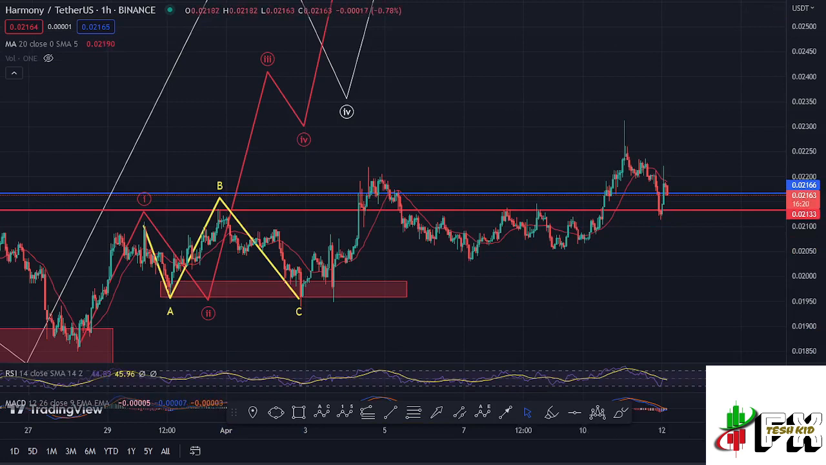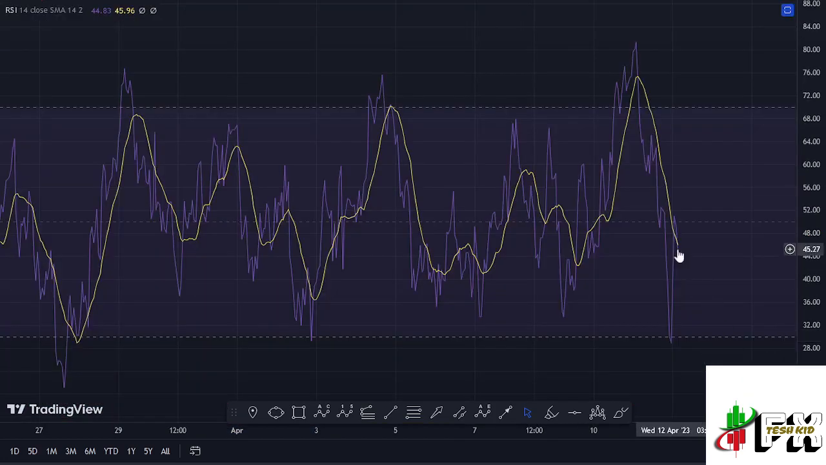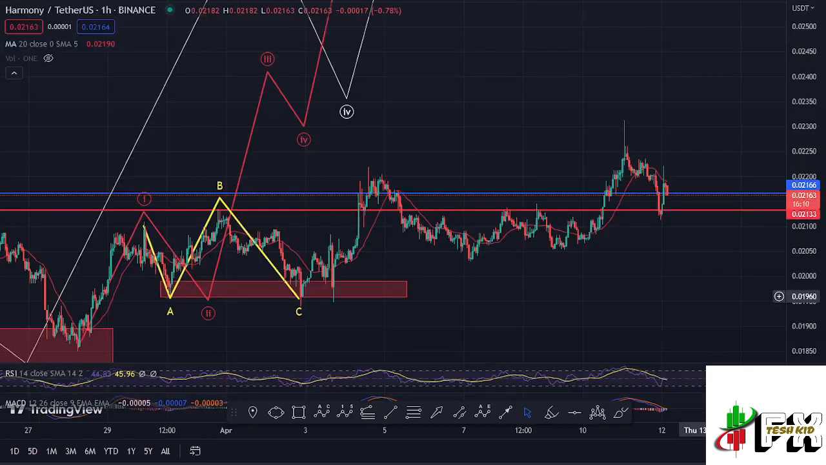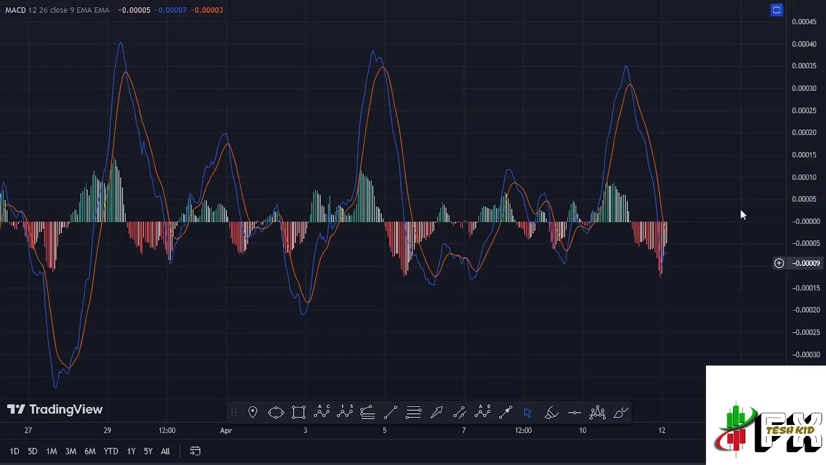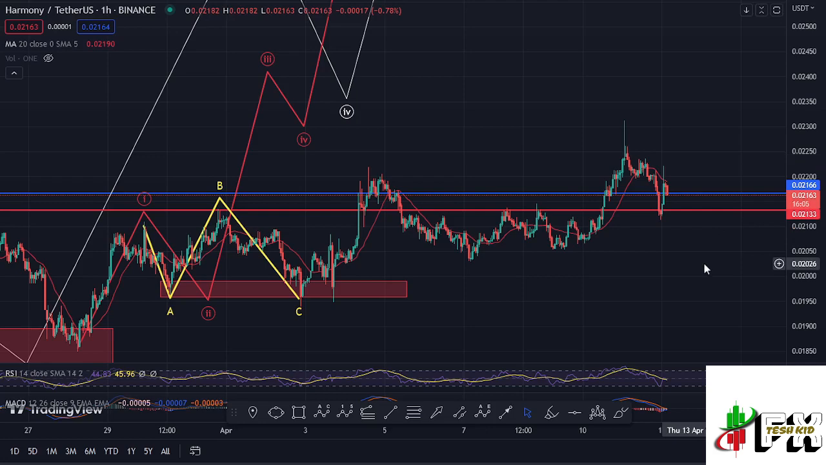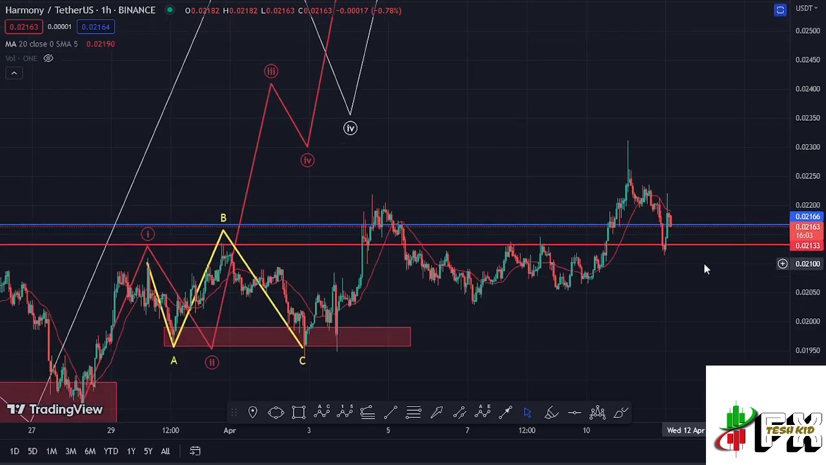And also taking a look at the indicators, on the RSI we are trading at around the 45 mark, meaning we have massive room for us to fully support higher prices. Also taking a look at the MACD, we have been able to print a bearish cross. So let's be patient and see how that plays out, and I'll be keeping you updated.